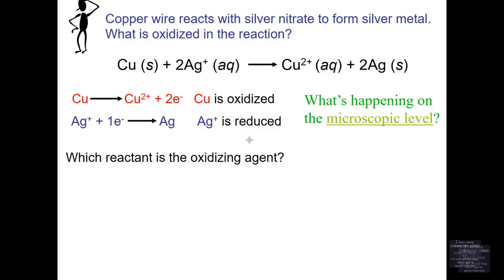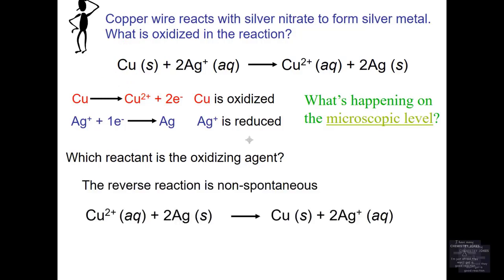This forward reaction is spontaneous. What that means is silver would rather have electrons and be a metal than copper. It is more energetically favorable for silver to be in the solid state than copper to be in the solid state. The reverse reaction is non-spontaneous. It is not spontaneous for electrons to leave silver and cling to copper. Non-spontaneous.